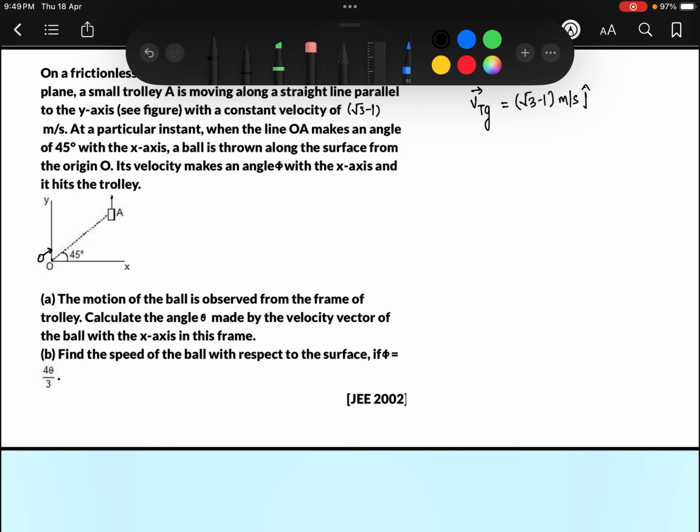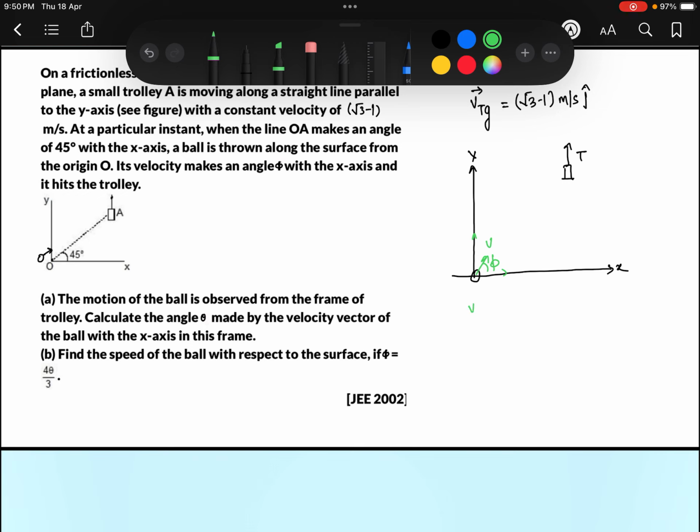In the ground frame, let us suppose this is the scene, this is the y-axis, this is the x-axis. This is the trolley moving, and from here let us suppose a ball is thrown with a speed v, and the speed v is making an angle phi with the x-axis in the ground frame. So let us resolve it in the components parallel to x and y-axis.